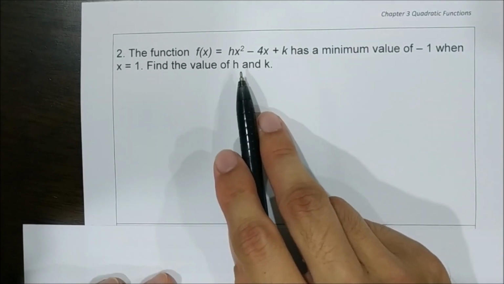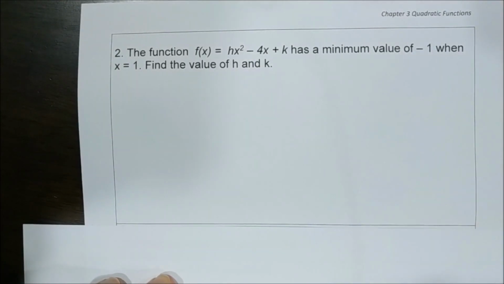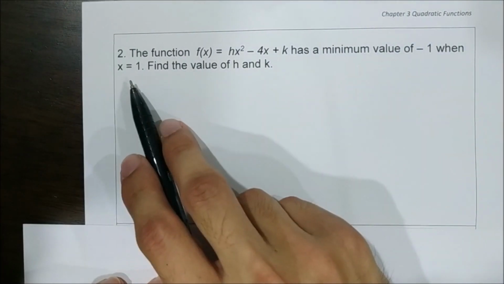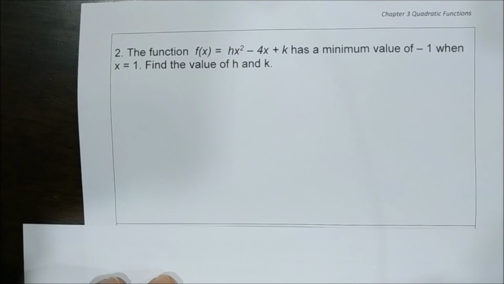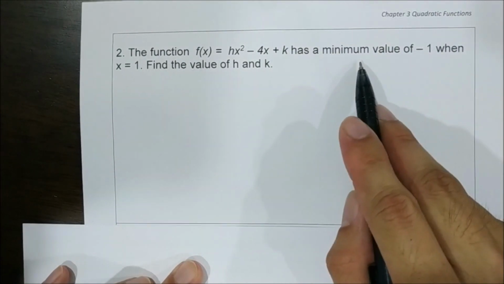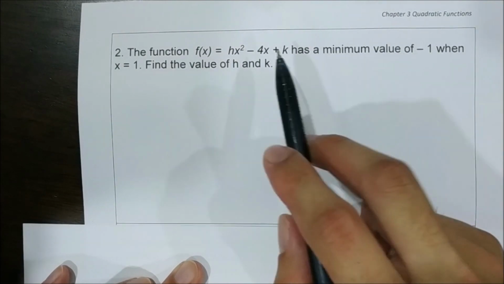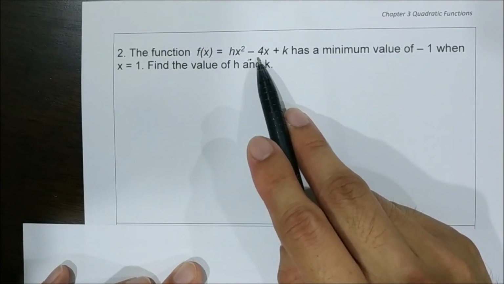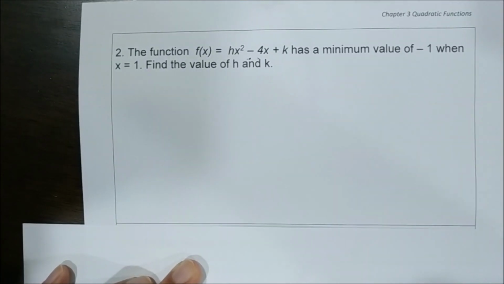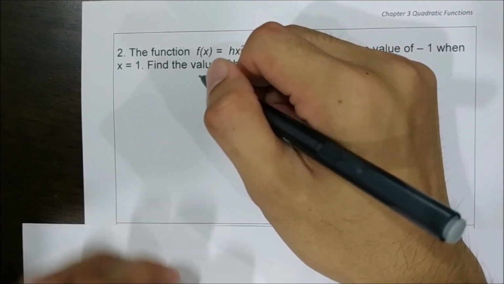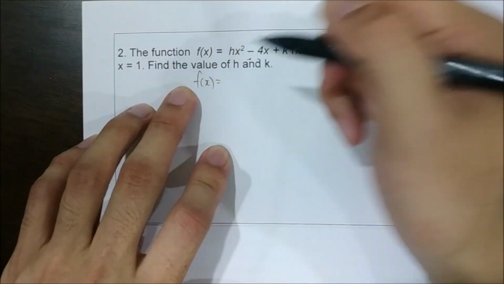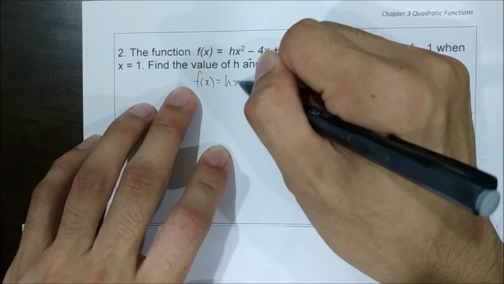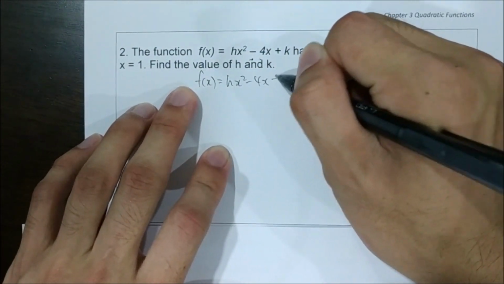Question number 2. Now we look at other examples. The function f(x) equals hx squared minus 4x plus k has a minimum value of -1 when x equals 1. Find the value of h and k. Since this has a minimum value of -1, if you use the completing the square method, then we can find the minimum value and compare it with -1. So I rewrite this, f(x) equals hx squared minus 4x plus k.